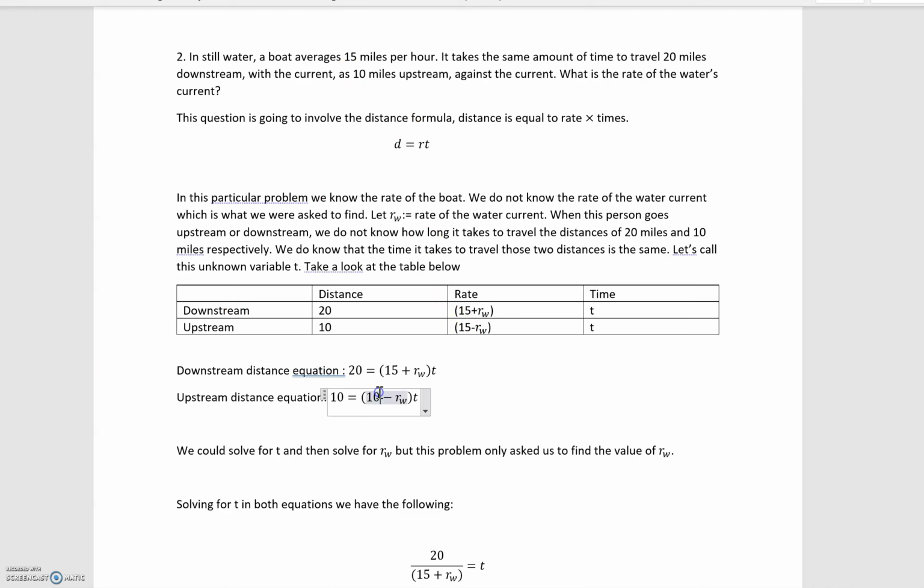I have some typos here, let me just fix them. We know that the time that this person goes 20 miles downstream and 10 miles upstream is the same. I don't know what that time is, so I'm just going to call it t. In this problem, you have two equations and two unknowns, but you just need to find the rate of the current, so I'm going to focus on solving for that. I set up the d equals r times t equation for both downstream and upstream.